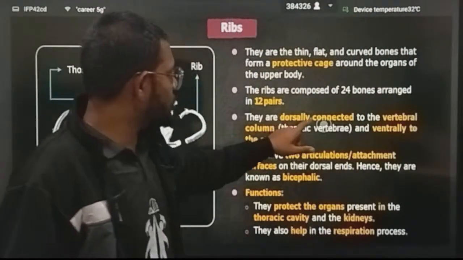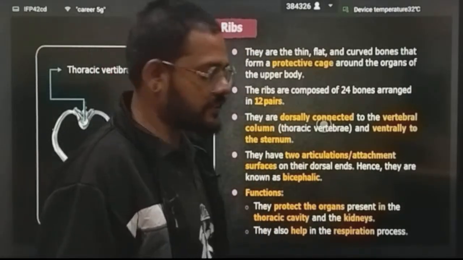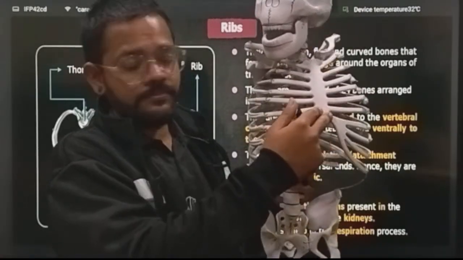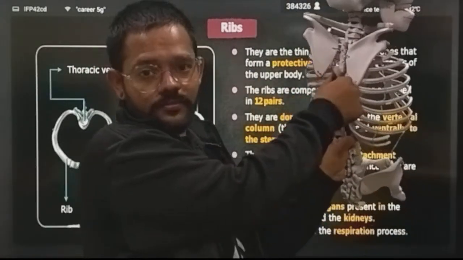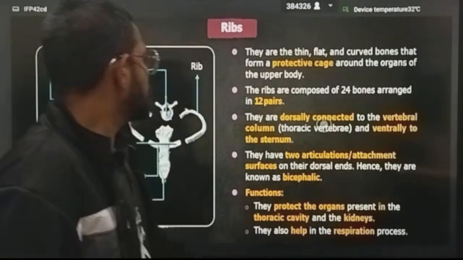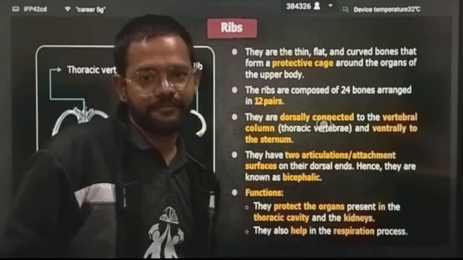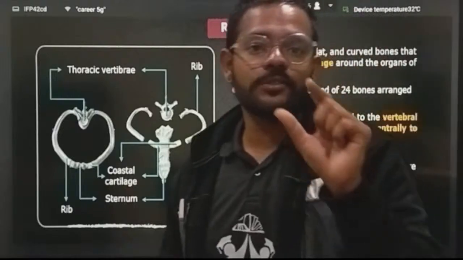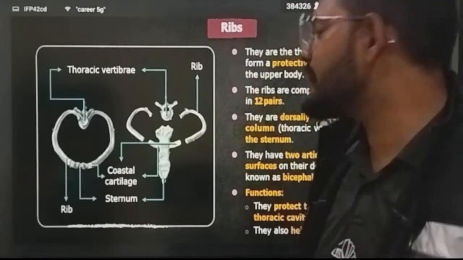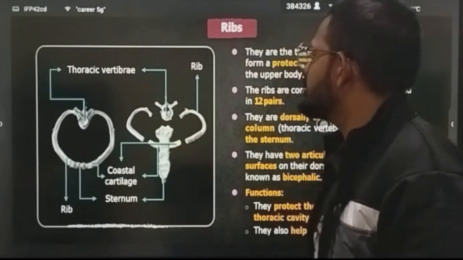They are dorsally connected to the vertebral column and ventrally to the sternum, as I said previously. That is your rib cage position. They have two articulating attachment surfaces on their dorsal ends, hence they are known as bicephalic. Bicephalic का मतलब होता है if the end has two heads and those two heads are attached somewhere, then it is called bicephalic. You can see here, this part.